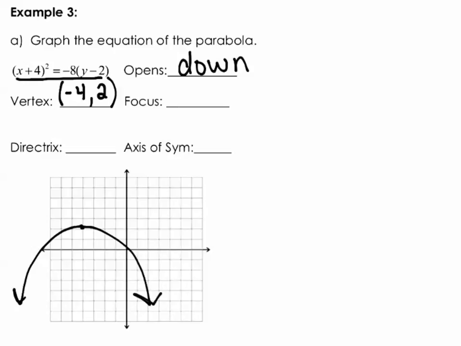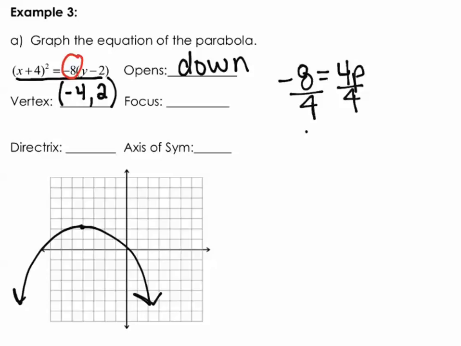Once we do that, we can go ahead and find that p-value so we can find our focus, our directrix, and our axis of symmetry. Remember, the way that you find that p-value is taking the coefficient, in this case that -8, and setting it equal to 4p. So when you divide by 4 here, you're going to get that p equals -2.